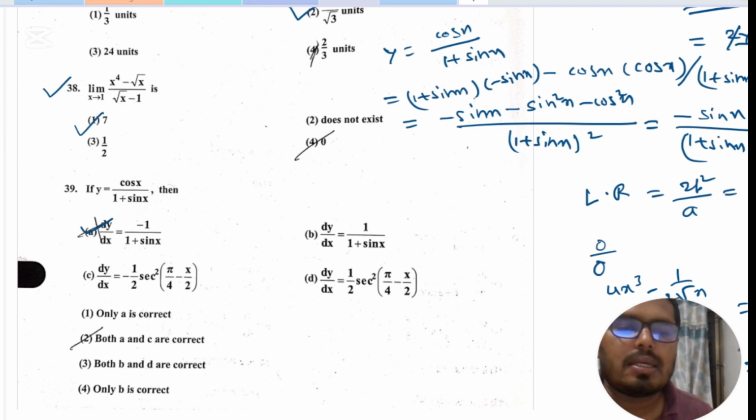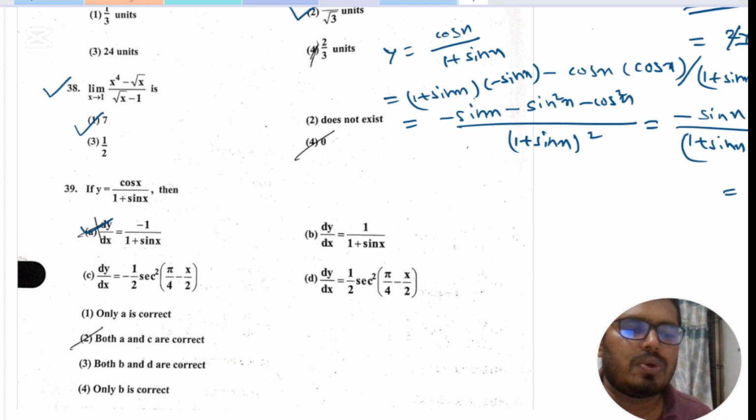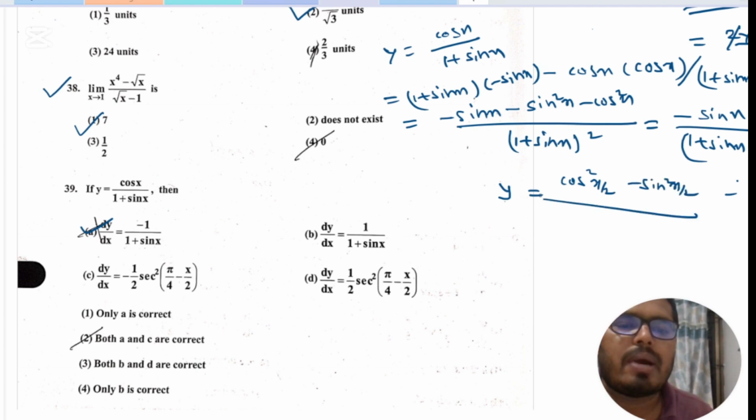Then if you write the simplest form of cos x by 1 plus sin x, we also get the derivative here. y is equal to cos x, and cos x can be written as cos square x by 2 minus sin square x by 2, the whole divided by 1, which is equal to sin square x by 2 plus cos square x by 2, plus sin x, which is 2 sin x by 2 into cos x by 2.